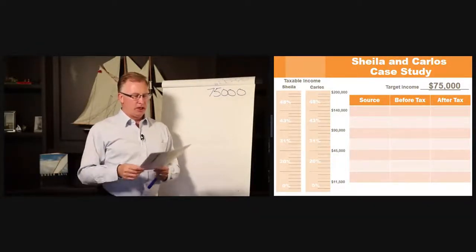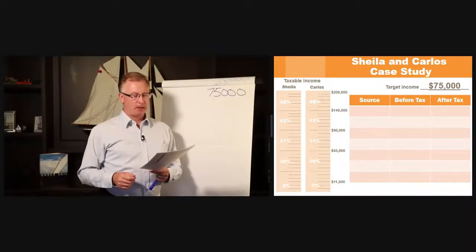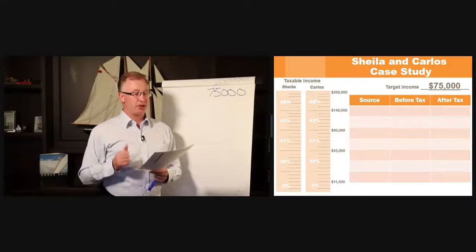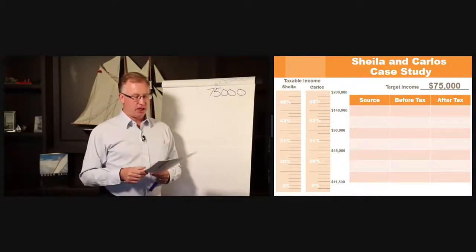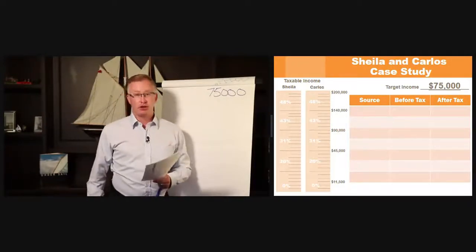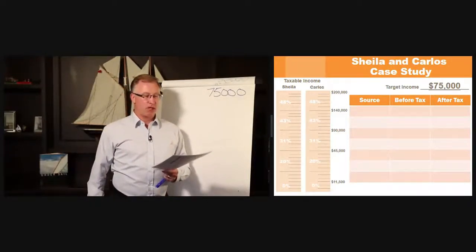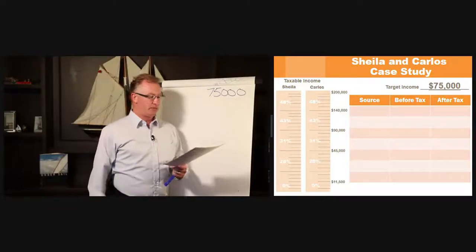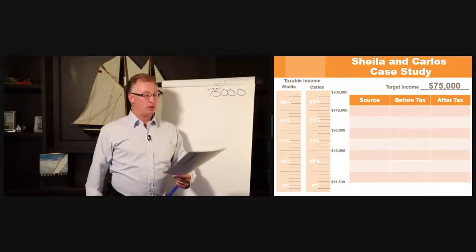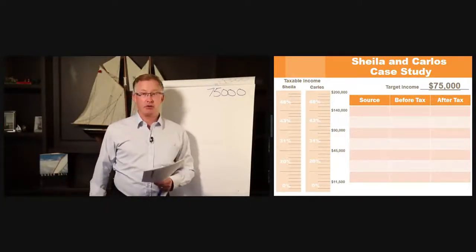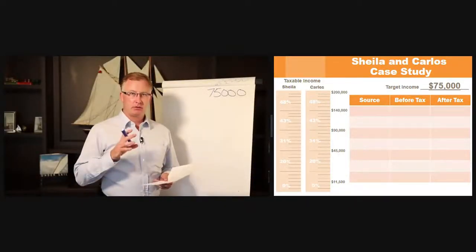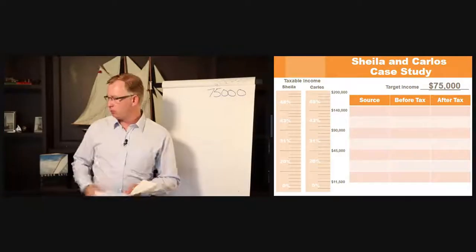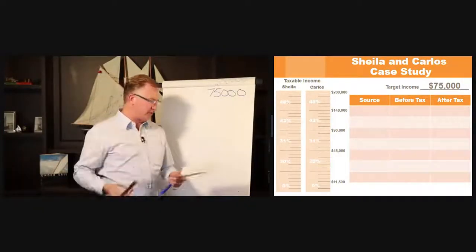So with Sheila's pension, not Carlos's pension, being $26,000, how much money are they short each year? So that's 75 minus 26, which would give them $49,000 that they're short each and every year. So let's start with mapping out each income and where it comes from. We're looking for a target of $75,000.